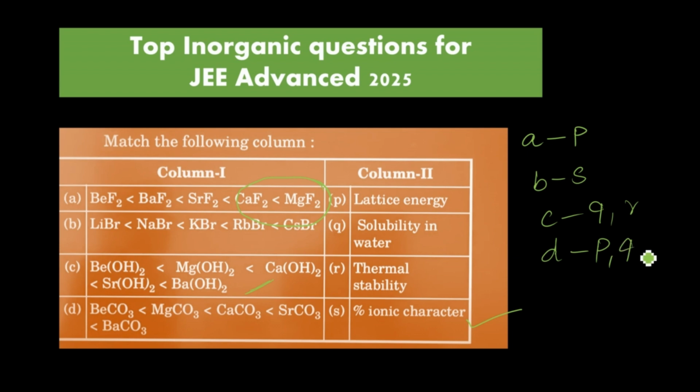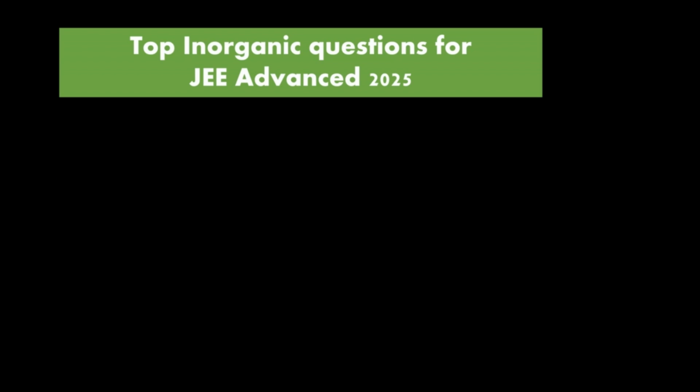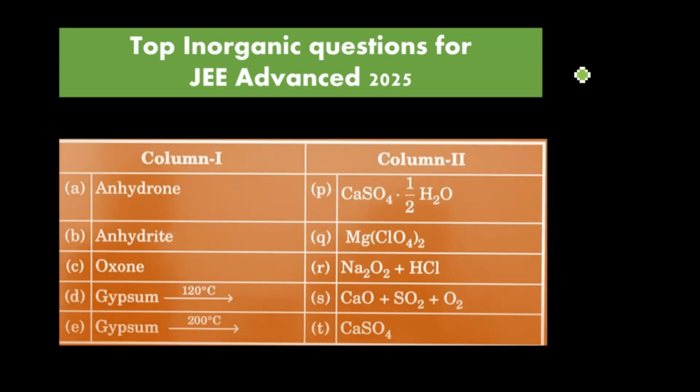So P, Q, and yes. Okay, so this becomes the answer to this question. And the next question is again the match column. You can see the first one is anhydrone, then anhydrite, oxone, gypsum, and gypsum at 200 degrees Celsius.